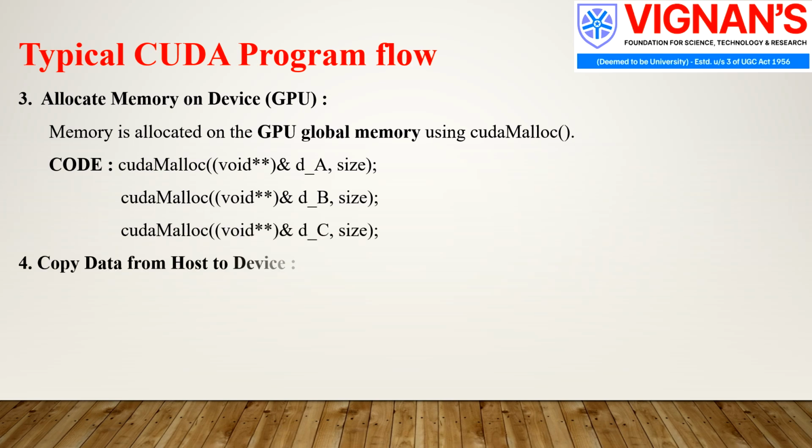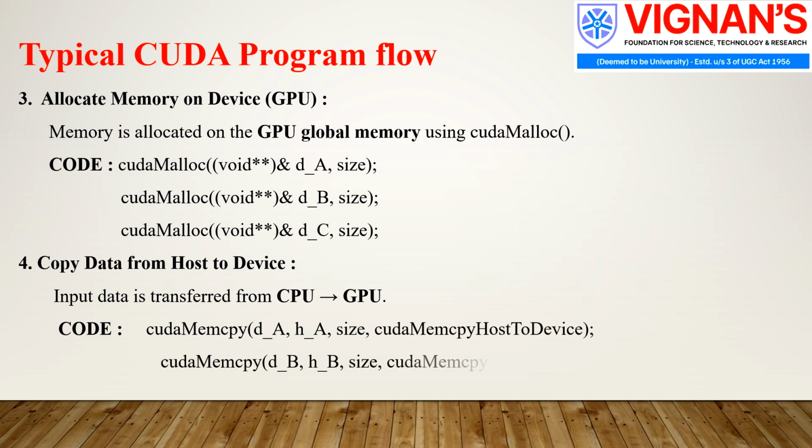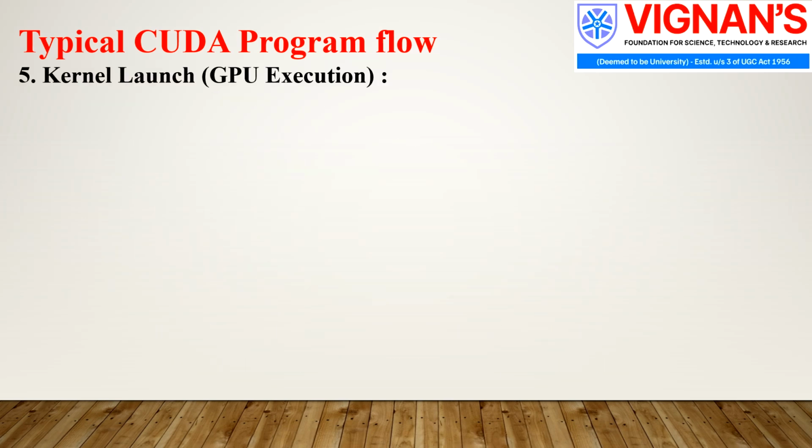Step 4. Data is copied from host to device. Input data is transferred from the CPU to the GPU. This step makes the data available for execution inside the kernel. Step 5 is the kernel launch phase. In this step, the CPU instructs the GPU to start parallel computation. The CPU does not perform the computation itself. Instead, it launches a special function called a CUDA kernel on the GPU.